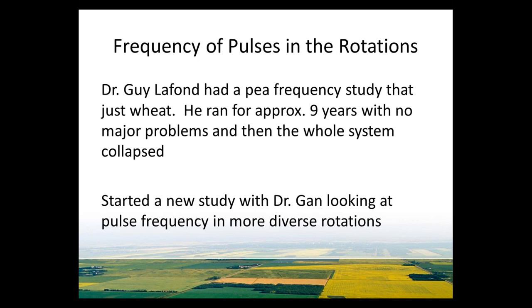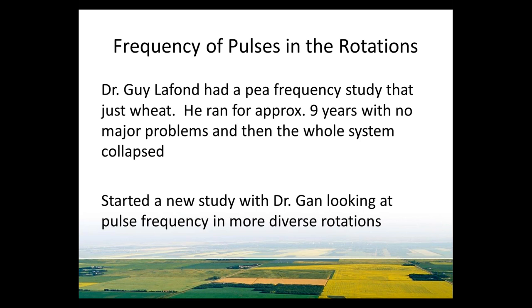Dr. Guy Lafond had a pea frequency study that just had wheat and peas in the rotation, because when he started it in our area, wheat and peas had come in, and so wheat was the major crop in the rotation. Canola hadn't really entered our region for production at that point in time. And he ran it approximately for 9 years with no major problems, and then the whole system collapsed, the whole cropping system collapsed.